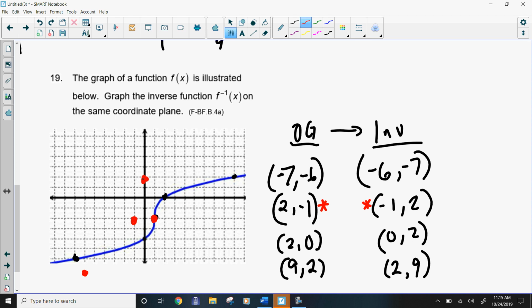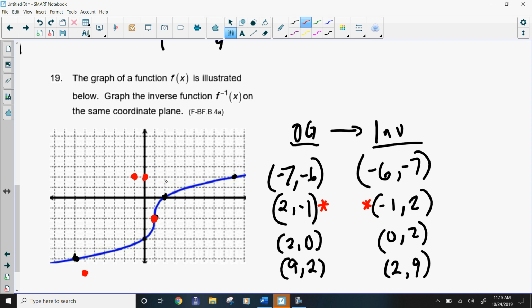Actually, you know what? I just caught that mistake. There's a tiny mistake I made on that last one. I'm going to change that. It's not negative 1, negative 2. It's negative 1, positive 2. So that dot should have been up here, not down there. Then you have one at 0, 2. And then you have another one at 2, 9.